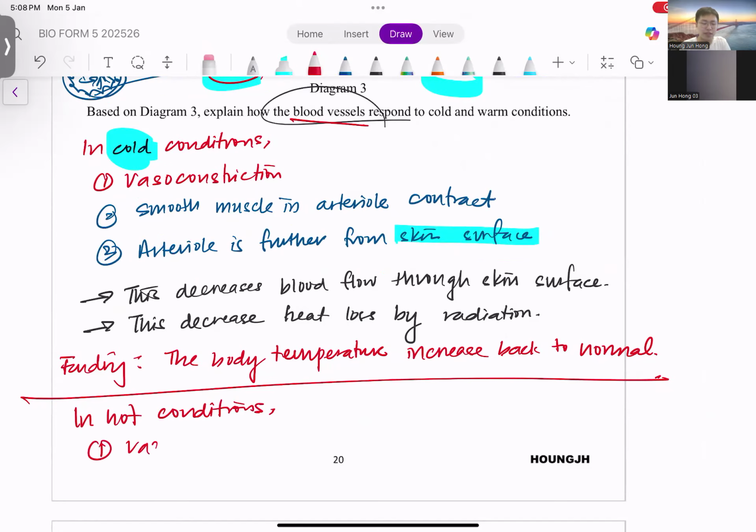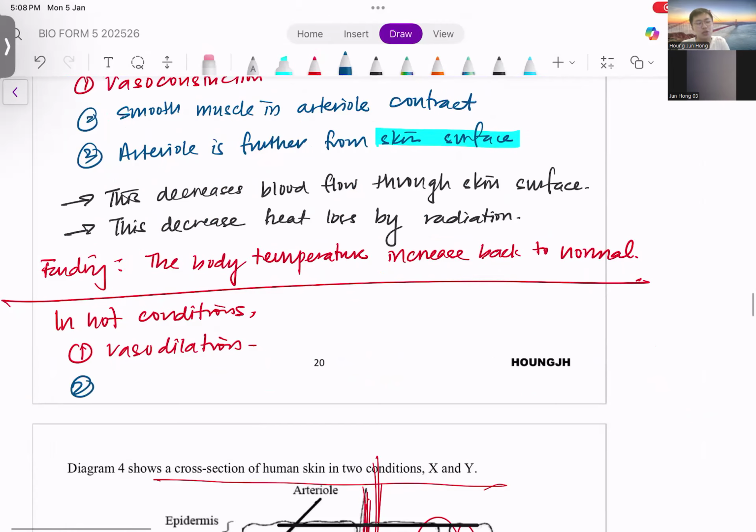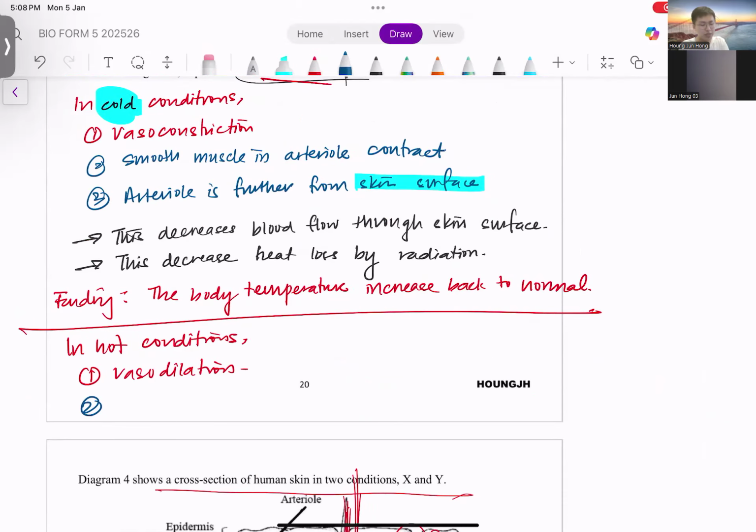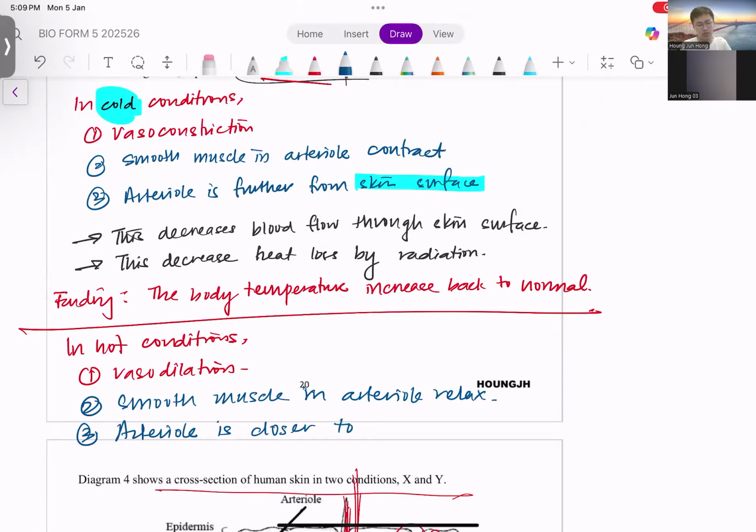So that is called vasodilation. How do you achieve vasodilation? You basically relax your whole body, including, of course, your smooth muscle in the arteriole. So the smooth muscle in the arteriole relaxes. When you relax, the arteriole would be closer. Why closer? Because you get bigger. When you get bigger, of course, you approach the skin surface even more. So the arteriole is now closer to the skin surface.